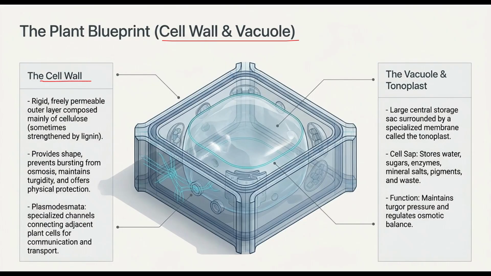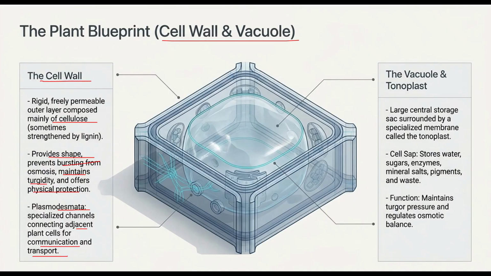It is a rigid, freely permeable outer layer composed mainly of cellulose, right? It provides the shape, prevents bursting, maintains the turgidity and offers physical protection. And we have plasmodesmata, that is specialized channels connecting adjacent plant cells for communication and transport.